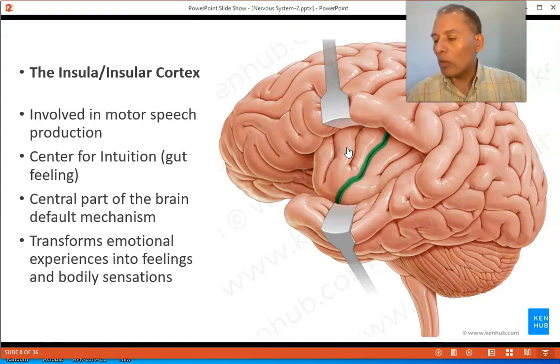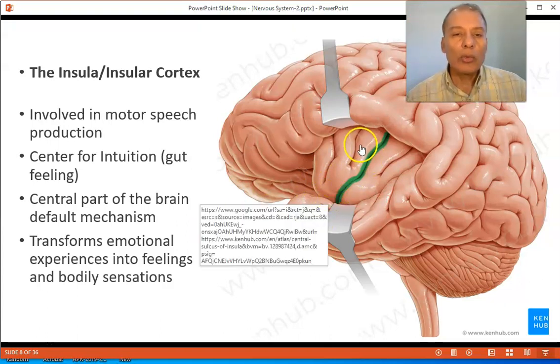Like when someone says something and it felt like you were punched in the stomach. That physical sensation that you get as a result of your feelings is made possible by the insular cortex. It contributes to pleasure, the feeling of pleasure. It is also a major part of a system called the brain default mechanism, which makes decisions to link memories with your conscious memory.